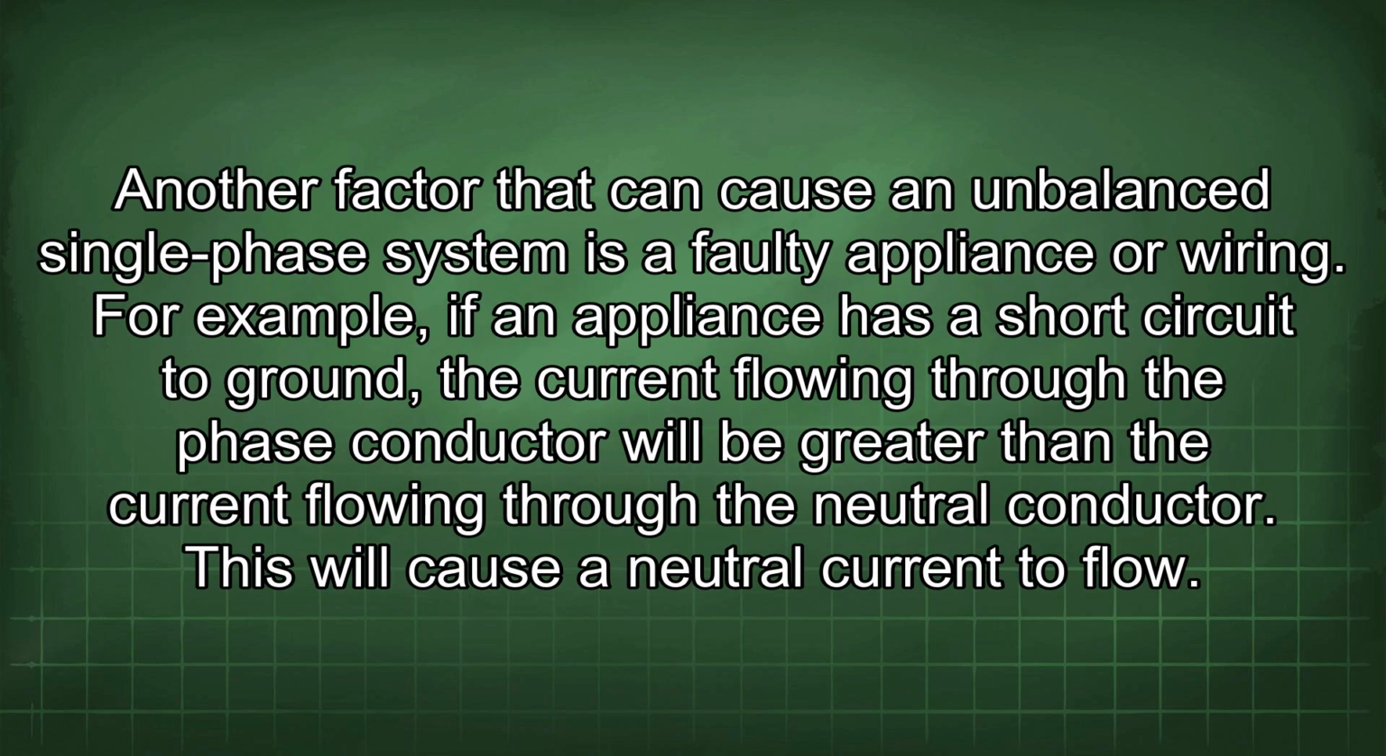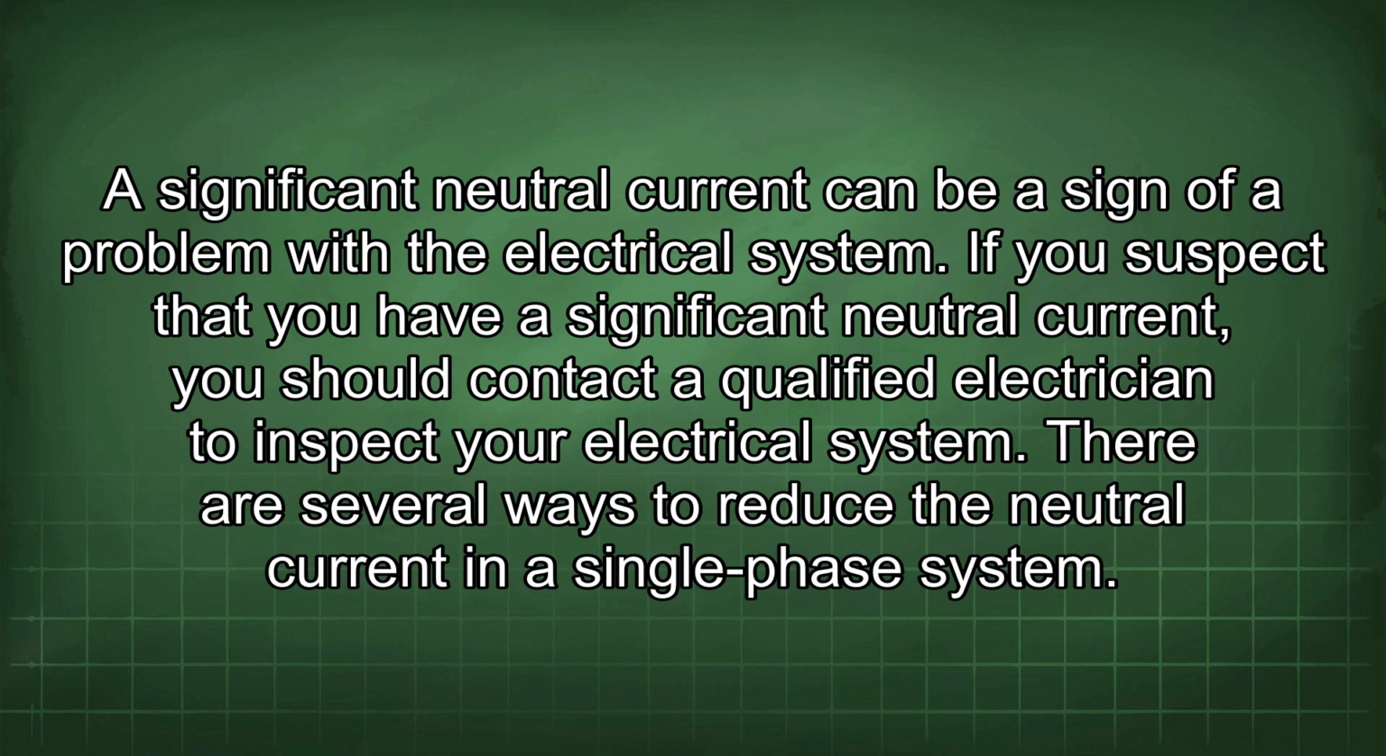Another factor that can cause an unbalanced single-phase system is a faulty appliance or wiring. For example, if an appliance has a short circuit to ground, the current flowing through the phase conductor will be greater than the current flowing through the neutral conductor. This will cause a neutral current to flow. A significant neutral current can be a sign of a problem with the electrical system. If you suspect that you have a significant neutral current, you should contact a qualified electrician to inspect your electrical system.